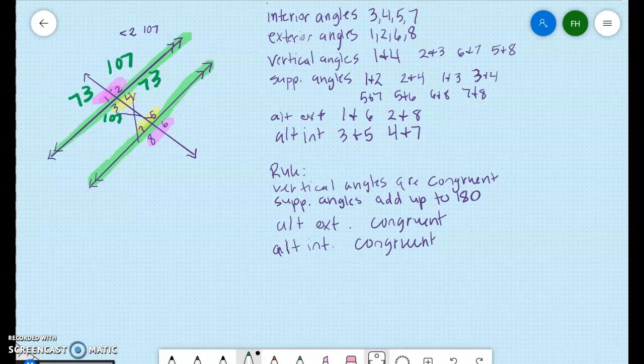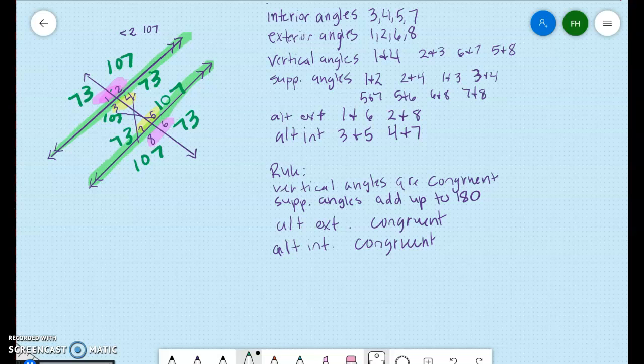I would probably go ahead and fill in 6 because 1 and 6 are alternate exterior. So they're congruent. And 2 and 8 are alternate exterior. So they're congruent. Also 6 and 8 make a straight line. So they add up to 180. So you can check it. 6 and 7 are vertical angles because they make an X. So this one would be 73. 5 and 8 are vertical angles. So they're the same. So they're congruent.